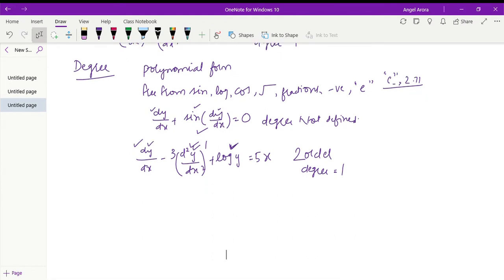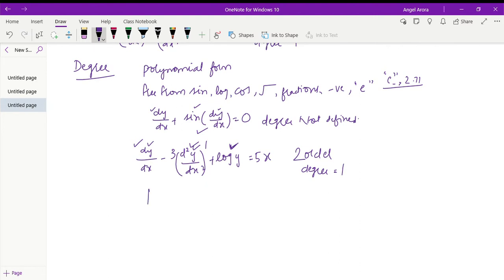Sometimes in a differential equation, the terms that involve derivatives are not free from radical signs or fractions. So sometimes we have to get rid of these things. We can change our equation into a polynomial form, so that we can get our degree. So that degree is defined. Let's discuss it with the examples.